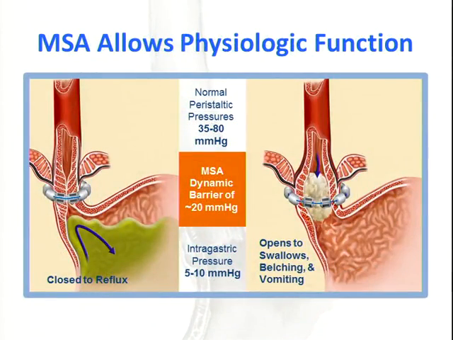So this kind of shows this. If you're familiar with manometry, normal peristaltic pressures of the esophagus generate anywhere from 35 to 80 millimeters of mercury. Normal gastric pressures are anywhere from 5 to 10 millimeters. With the device placed here, it generates about 20 millimeters of mercury. The good thing is you can overcome it with a swallow, but it also allows patients to belch and vomit, which, as you're probably aware, is a significant side effect of the Nissen.